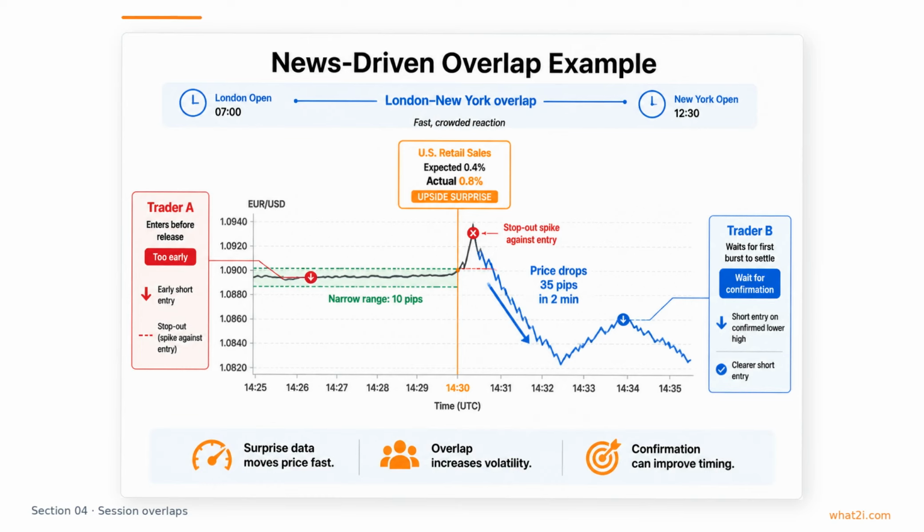The market expects 0.4%, but the result comes in at 0.8%, a much stronger reading than forecast. That surprise supports the dollar, and EUR/USD drops about 35 pips in 2 minutes.